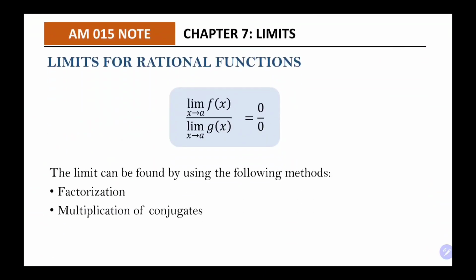Okay, now we continue limits for rational function. If we have limit x approach a of f(x) divided by g(x), and we get answer 0 over 0, then for this limit we need to use factorization method or multiplication of conjugate. Maksudnya kita tak boleh solve lah bila soalan tu dapat 0/0. So kita perlukan method lain untuk solve limit tu. Sama ada kita gunakan factorize ataupun second we use conjugates.